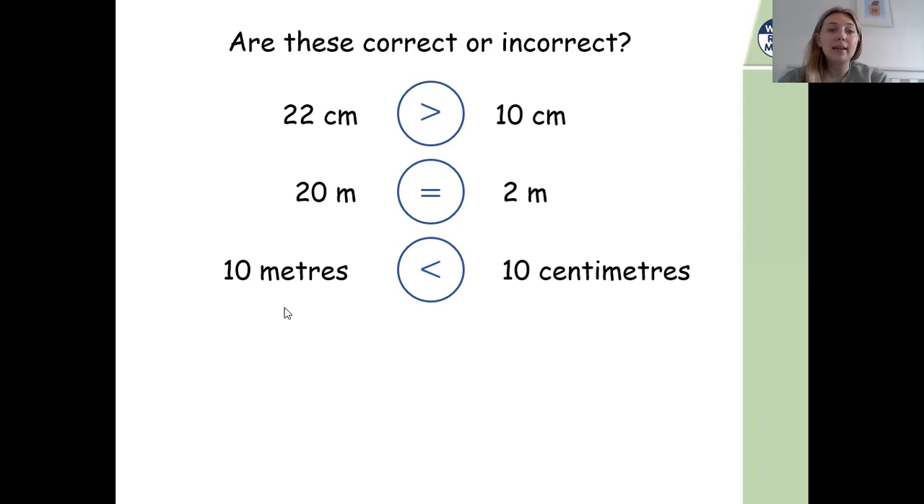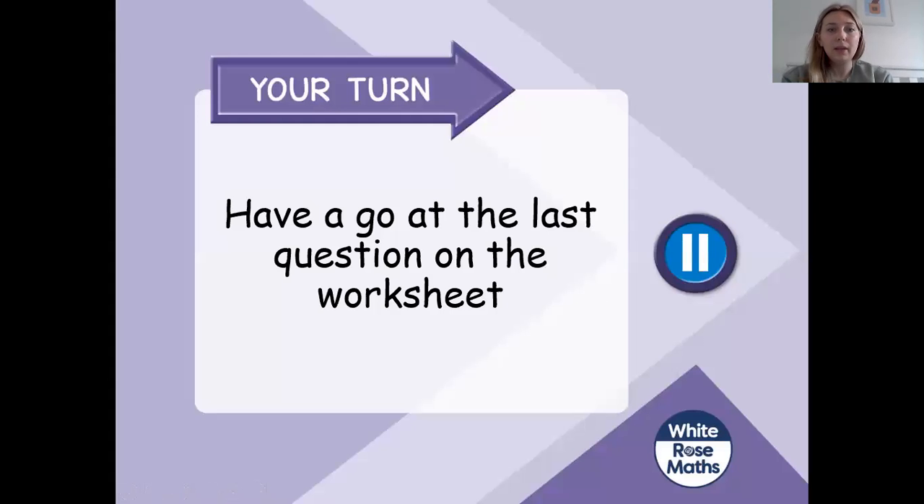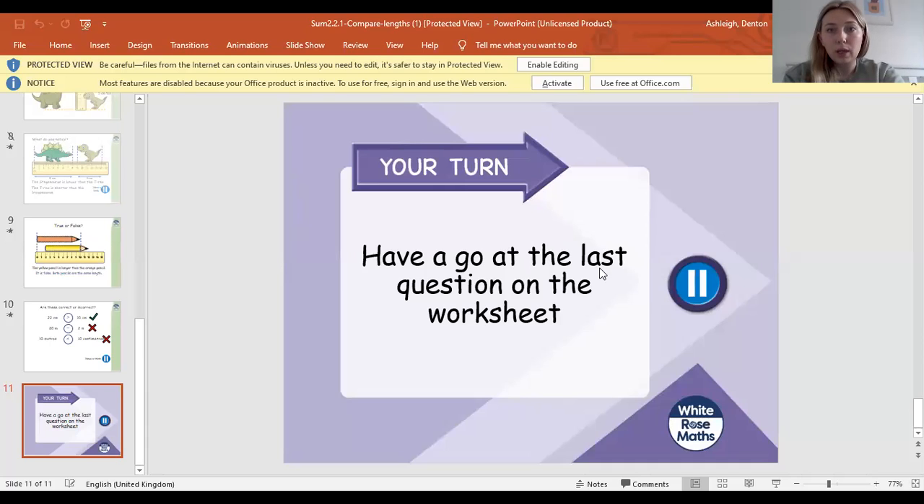Okay, 10 meters and 10 centimeters. So here they're saying the crocodile wants to eat the 10 centimeters. Thumbs up or thumbs down? Yeah, thumbs down. Again, 10 meters, that's really big. 10 centimeters is tiny, okay? It's on your ruler that you use in your books. It's tiny, tiny, okay? So 10 meters is bigger than 10 centimeters. There we go.